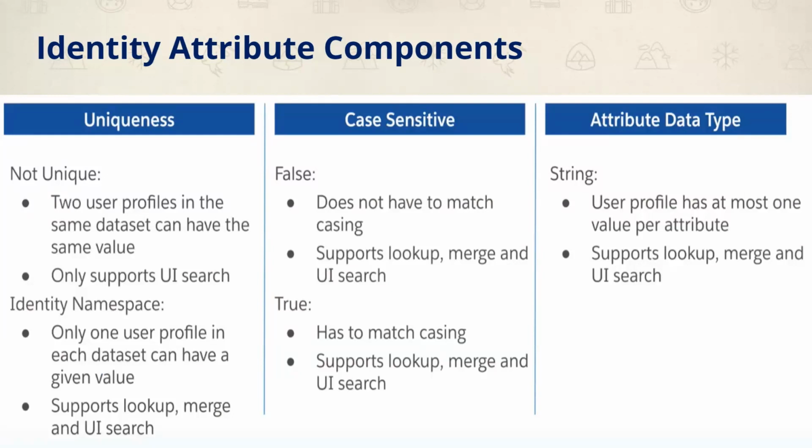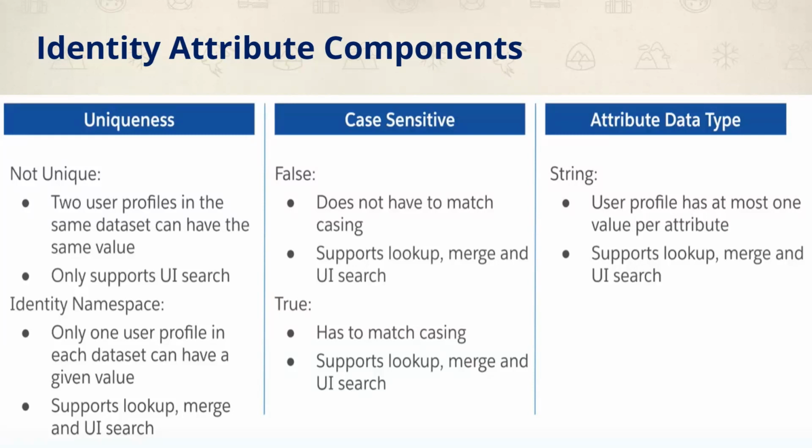The first component is the uniqueness. If an identity is not unique, two user profiles can have the same value. It will not be available for looking up and merge, so it won't be considered in the merge logic. And if you're looking to support that merge and search, you'll want the identity to be unique.